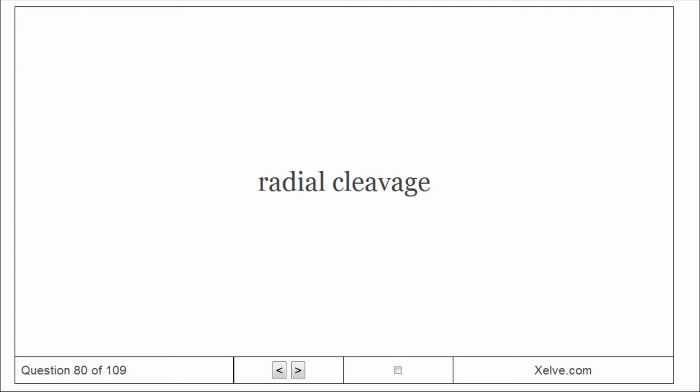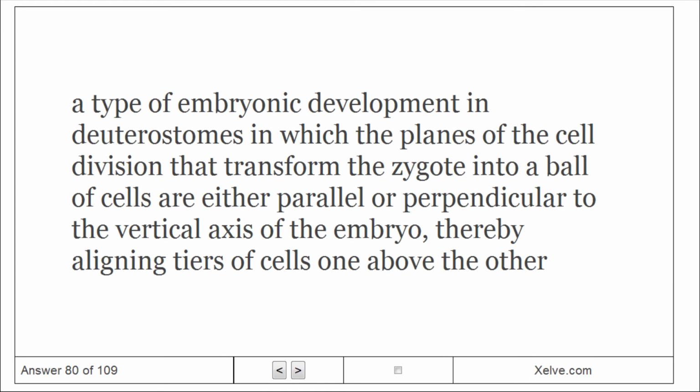Radial cleavage: a type of embryonic development in deuterostomes in which the planes of cell division that transform the zygote into a ball of cells are either parallel or perpendicular to the vertical axis of the embryo, thereby aligning tiers of cells one above the other.